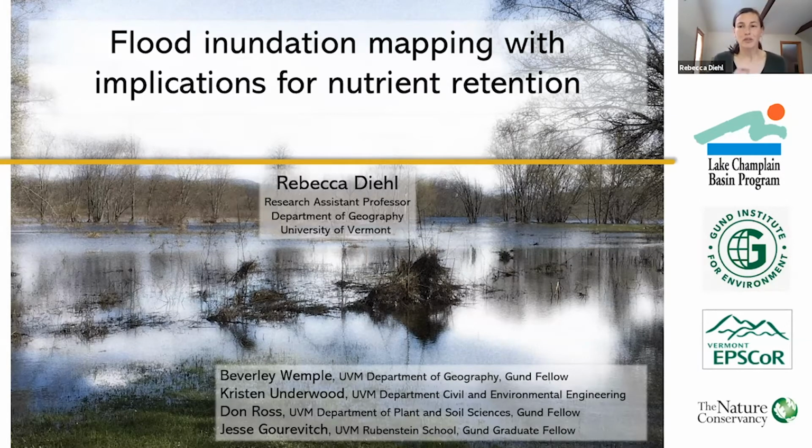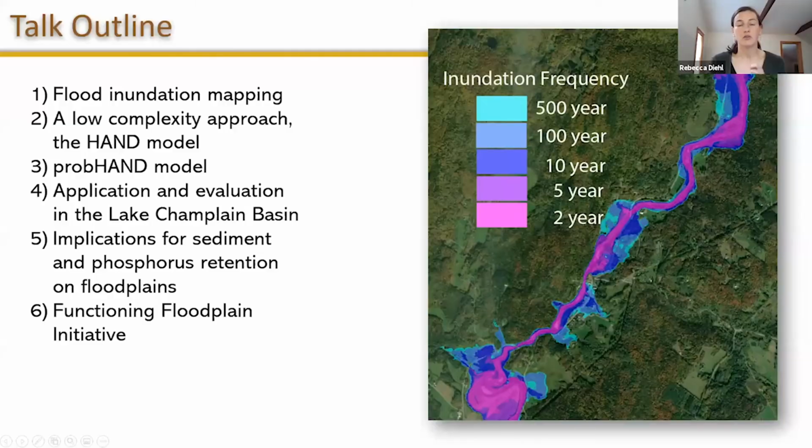So what I'm going to really focus on today is this piece of the hydrologic connectivity and our effort to map inundation frequency of floodplains in support of understanding this functioning. And so when I talk about an inundation map, I'm showing an example here. I just basically mean what's the spatial distribution of flood events and what's their associated frequency.